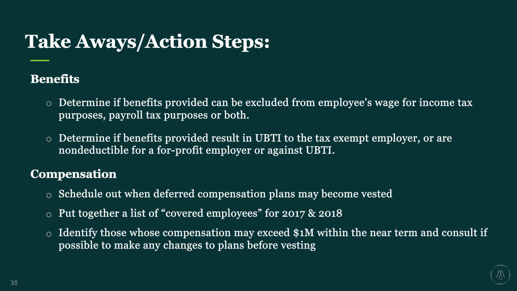Under compensation, you definitely want to schedule out when your deferred compensation plans may become vested so you can look and see if that $1 million threshold is going to be exceeded. Put together a list of your covered employees for 17 and 18 so you know who you should be monitoring, and identify those whose compensation may exceed the $1 million threshold within the near term, and consult if possible to make any changes to plans before vesting, as well as get that new form on your radar for filing when you do your extensions for your 990 and 990-T.